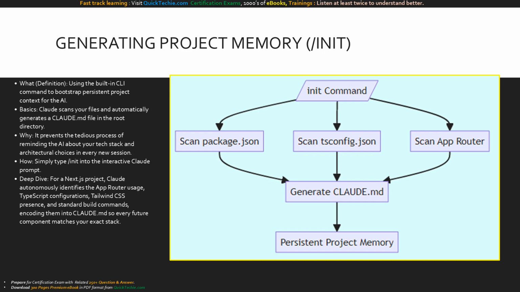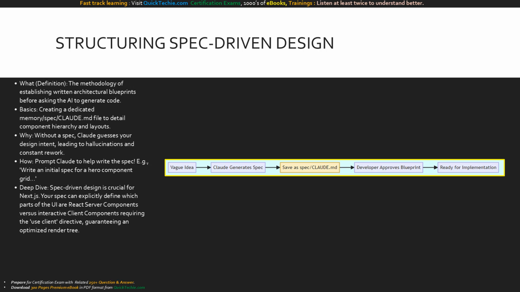With our environment set up, we introduce spec-driven design. What is it? It's the practice of defining what you want in a specification file before any code is actually written. The basics involve creating a memory directory with a spec file. Why do this? If you just tell Claude build a landing page, it has to guess your design, which leads to hallucinations. By writing a spec, we lock in the requirements. How? We can actually ask Claude to brainstorm and write the spec for us.